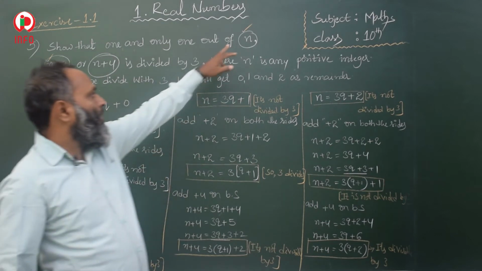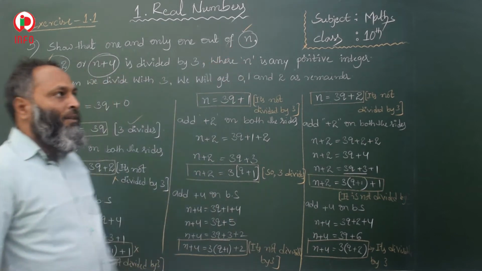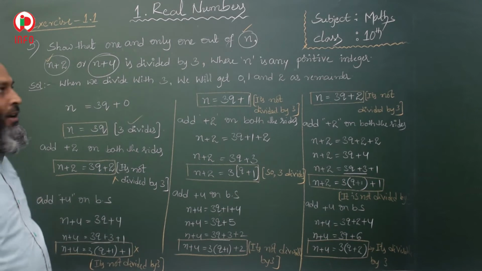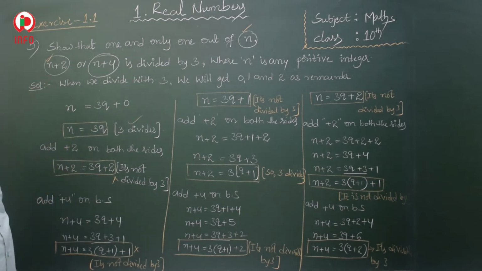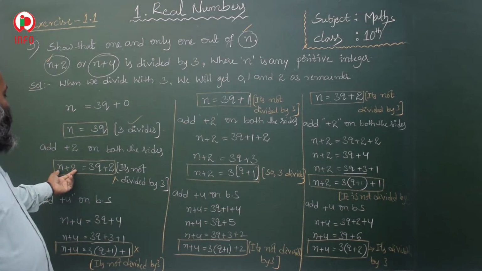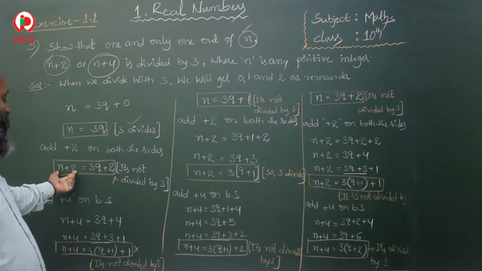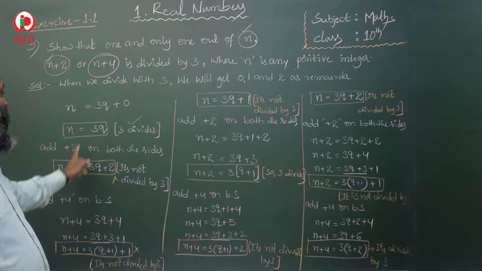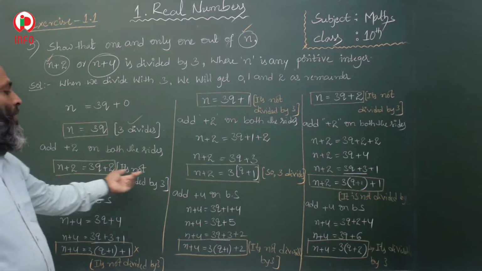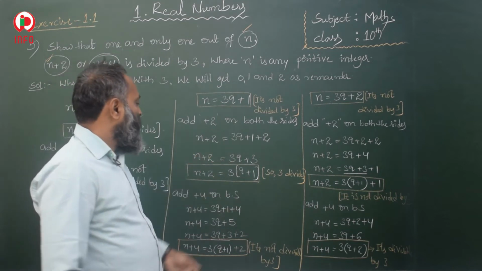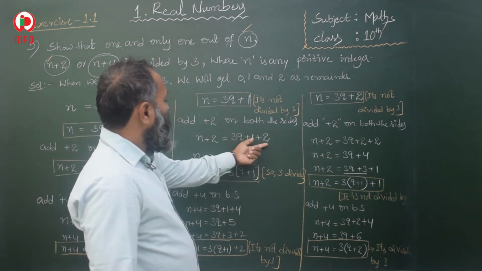After that, about this n, one of the positive numbers, that n is over. Now we should take the next positive number, n plus 2. N plus 2 means we add 2 on both sides. When we take n plus 2, we add 2 on both sides, and then you will get n plus 2 equal to 3q plus 2.